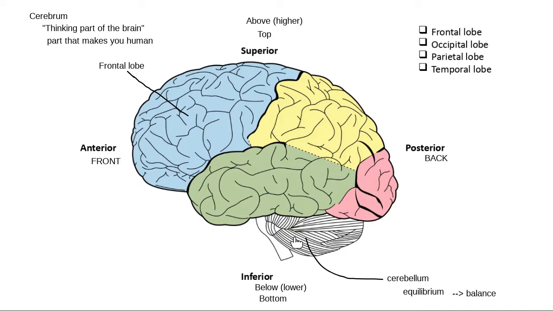But again, the cerebellum is found posterior, toward the backside, and inferior to this part right here called the cerebrum. So your directional terms are back to haunt you, and we're using different structures of the brain to help us figure out which is where.